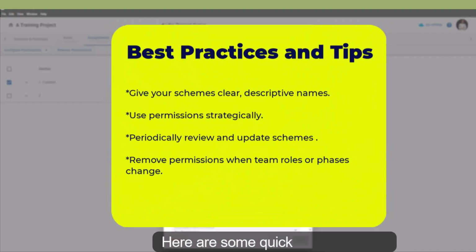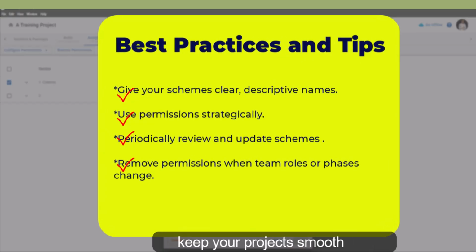Here are some quick best practices. Always give your schemes clear descriptive names so they're easy to recognize later. Use permissions strategically. Avoid over-restricting your team, which might slow down progress. Periodically review and update schemes to match your current team structure. And remember to remove permissions when team roles change or when sections move to a new phase. These practices help keep your project smooth and secure.